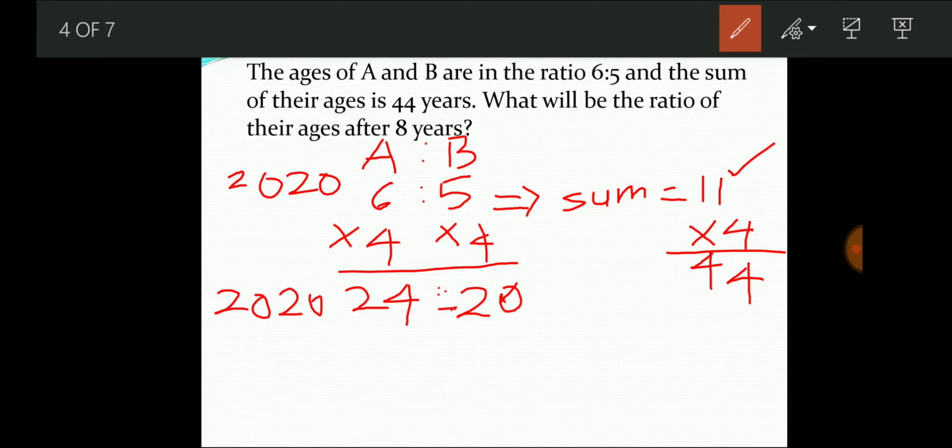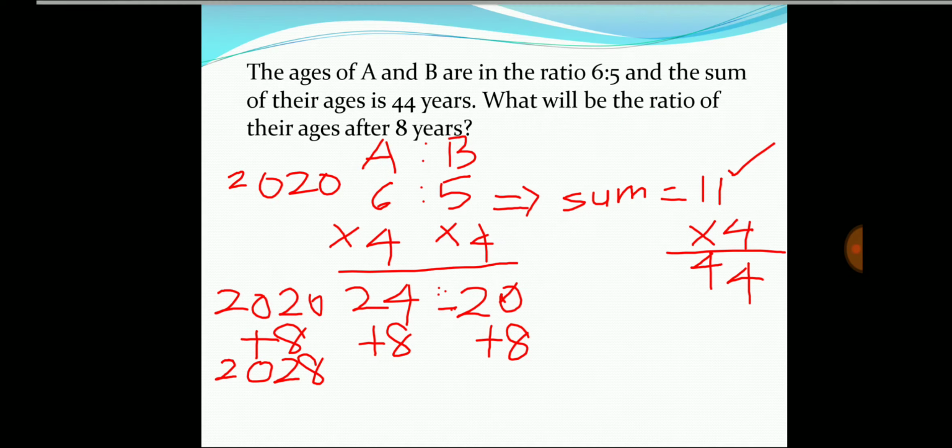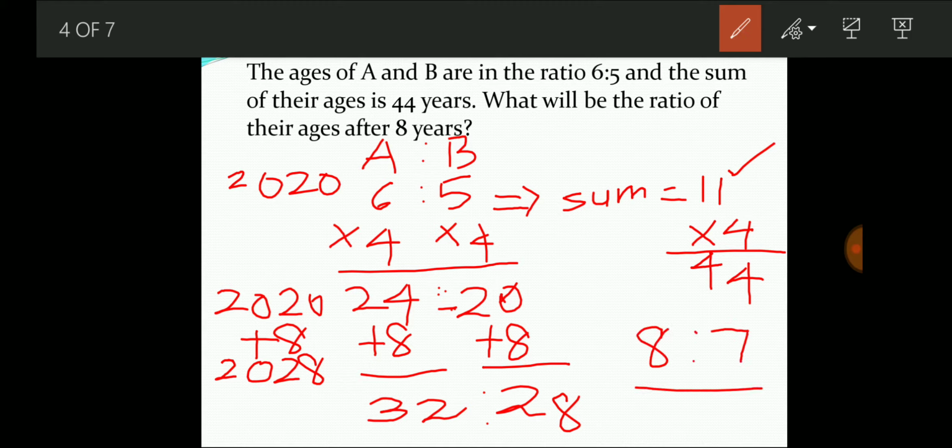But the question is, what will be the ratio after 8 years? After 8 years, it becomes 2028, which means there's an increase of 8 years. When there's an increase of 8 years, their ages will also be increased by 8 for both of them. So the ages become 32 for A and 28 for B. So the ratio is 32:28, which is nothing but 8:7. 8:7 is the ratio. A very simple question. So let's get on to the next question.